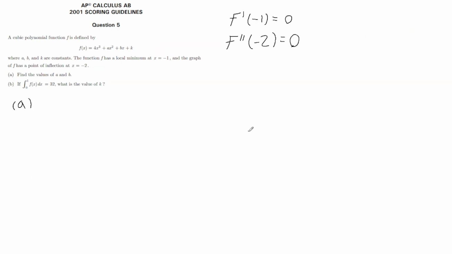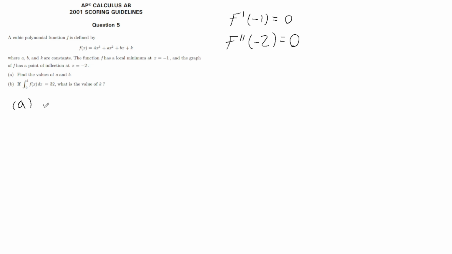So I've rewritten our important information up here. Now what we want to do is use this information by finding f prime and f double prime and plugging in -1 and -2 respectively and setting them each equal to 0. We want to do all that so that we can find what a and b are equal to. So let's start by finding f prime, plugging in -1 and setting it equal to 0.